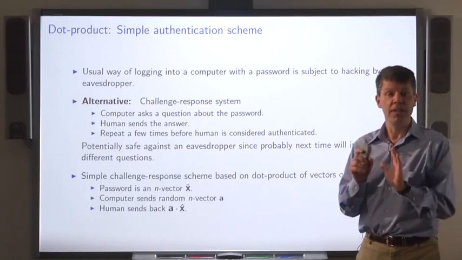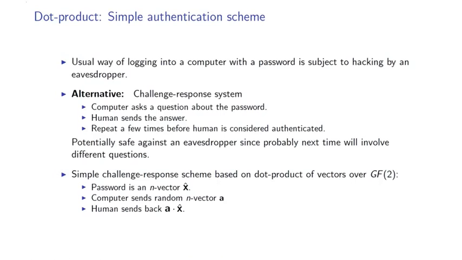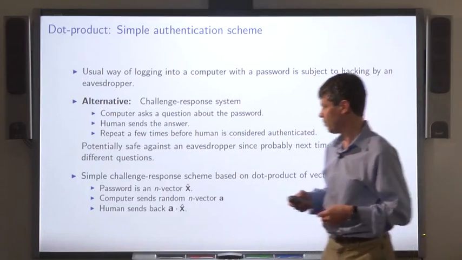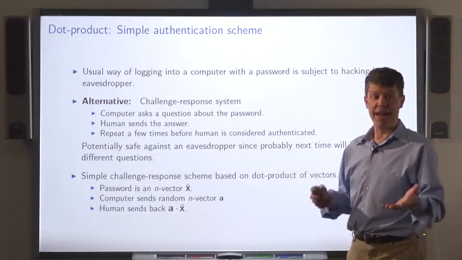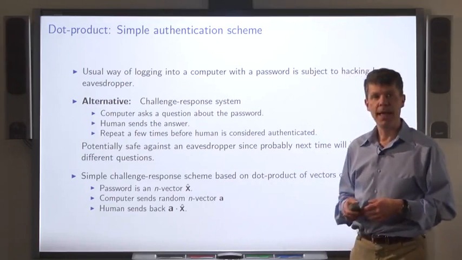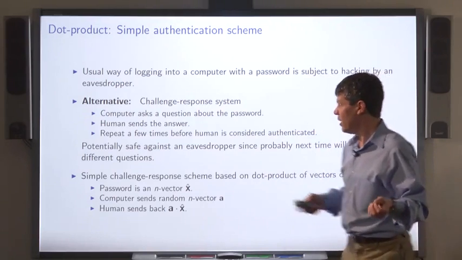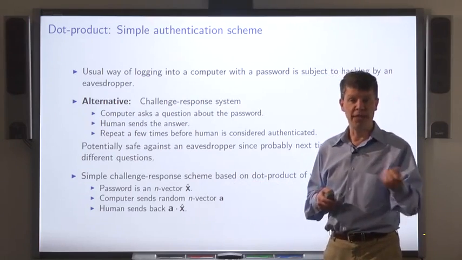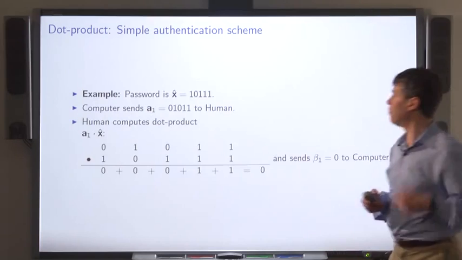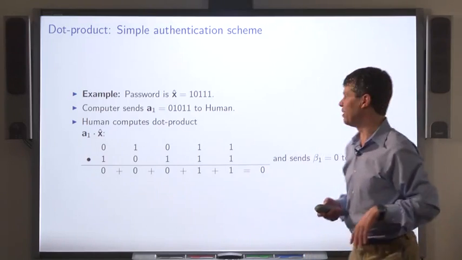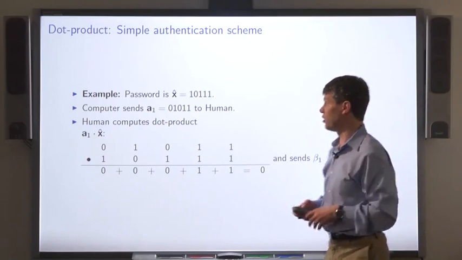So here's a simple authentication scheme, not one that's really secure, but one that illustrates the idea of a dot product over GF2. So the password is some long n-vector over GF2, we'll call x. And the question is another n-vector, which we'll call a. And the human sends back one bit, namely the dot product of the question a with the password x. So here's an example. Let's say the password is 10111.